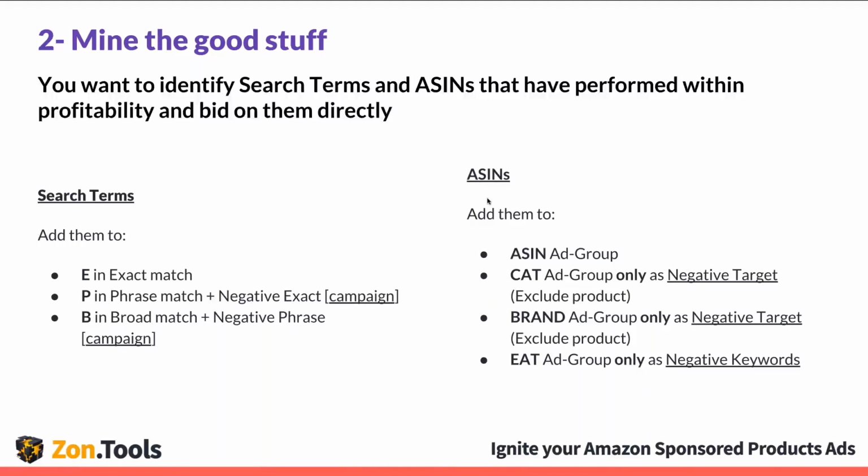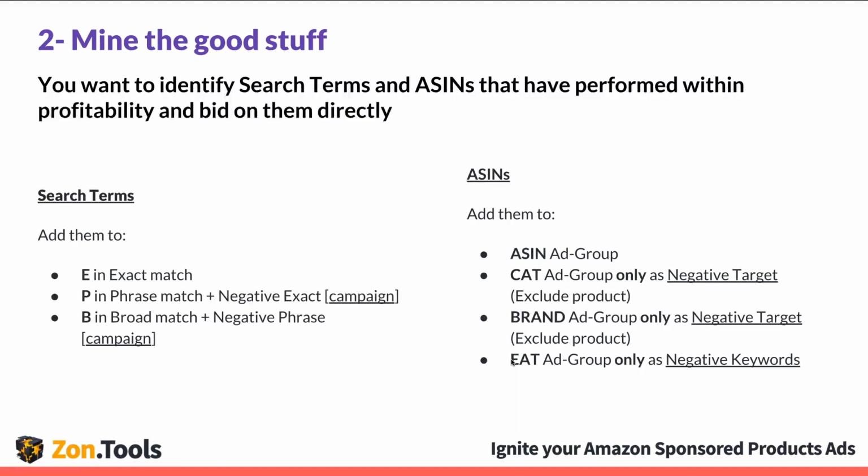For the ASINs, we're going to take the good ASINs and add them as positive targets in the ASIN ad group, and we're going to add them as negative targets, so exclude product, in the category ad group. We're going to add them as negative targets, again exclude product, in the brand ad group. And for now, we're going to add them as negative keywords in the auto ad group.